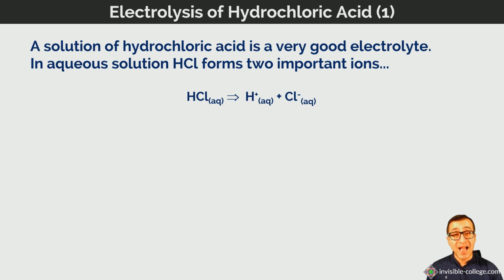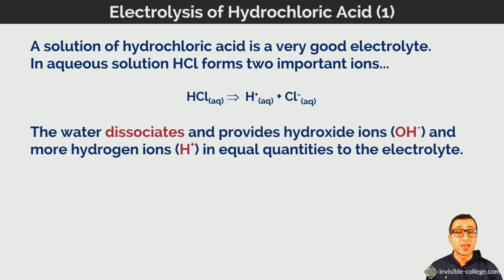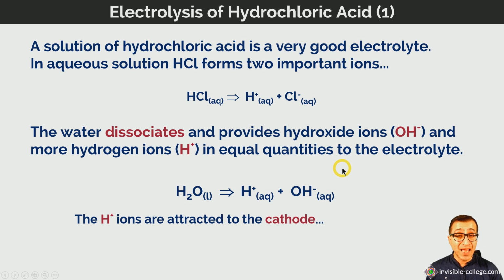Now again, because we're dealing with aqueous solution, water molecules can dissociate to provide hydroxide ions and more hydrogen ions in equal quantities in the electrolyte. So the dissociation of water is represented by this equation here. So in both cases, the hydrogen ions produced will be attracted to the cathode. At the cathode, the hydrogen ions will gain electrons to form hydrogen gas.